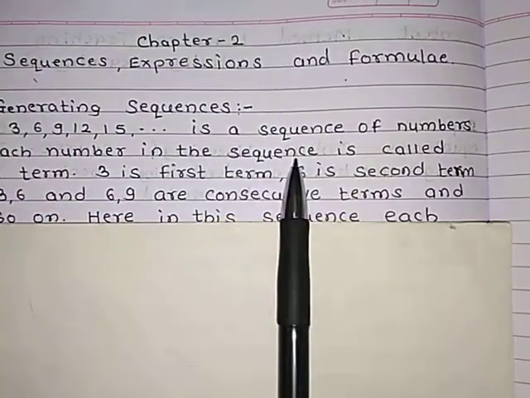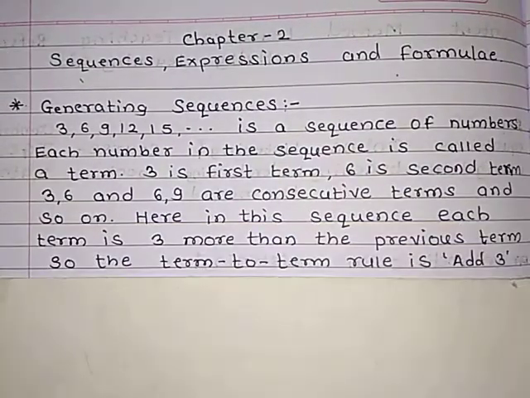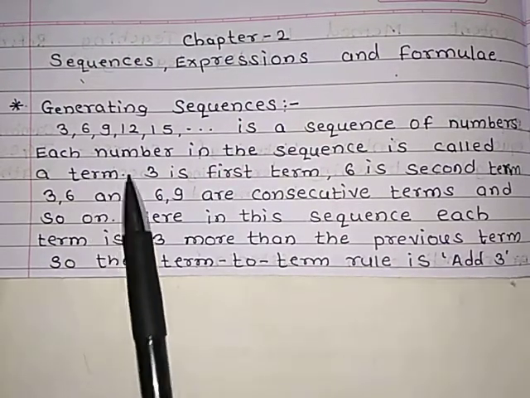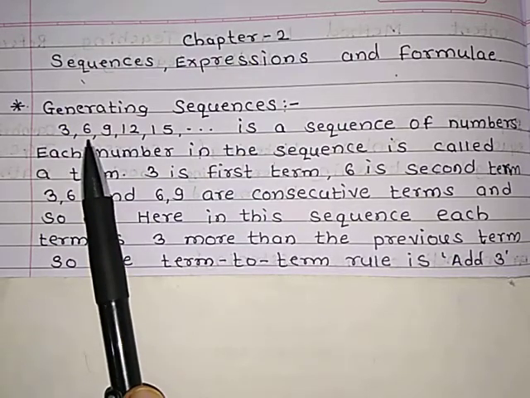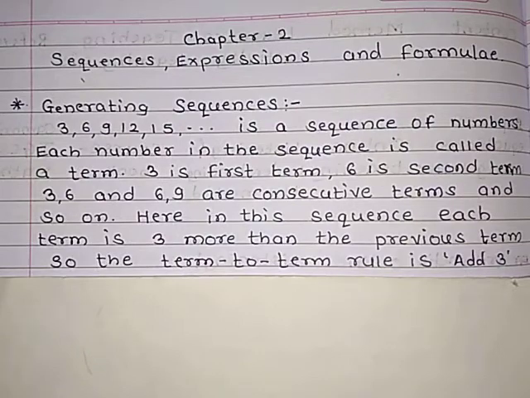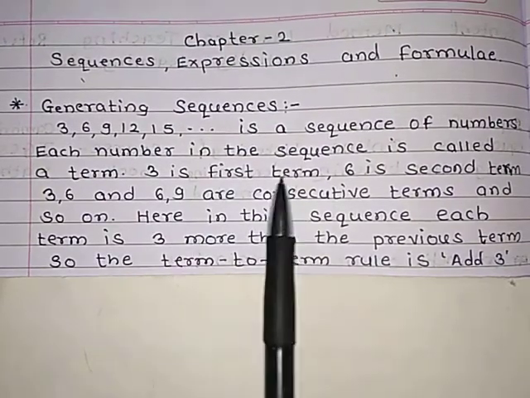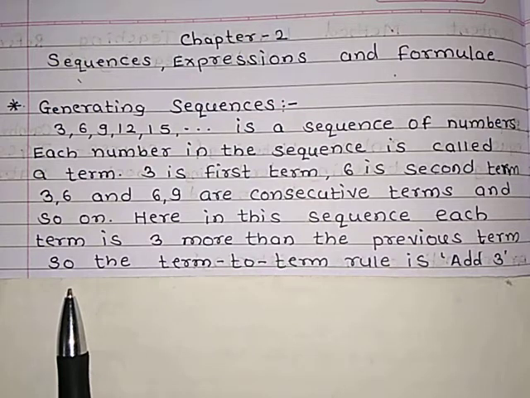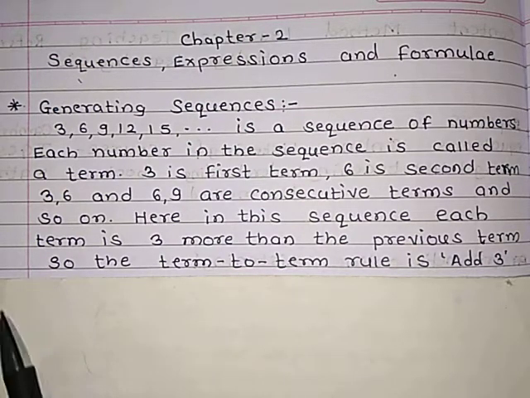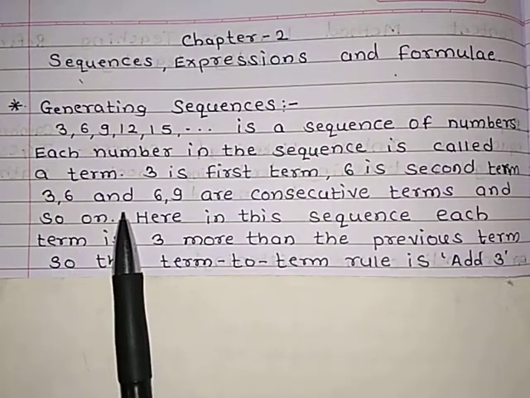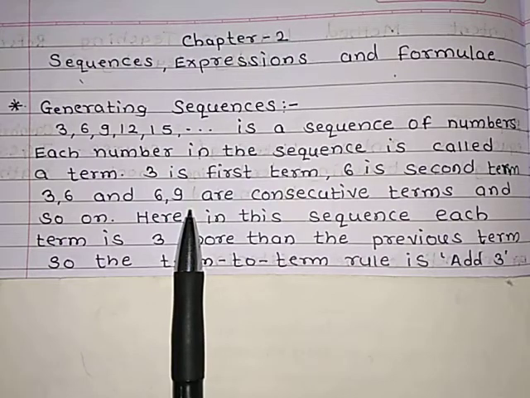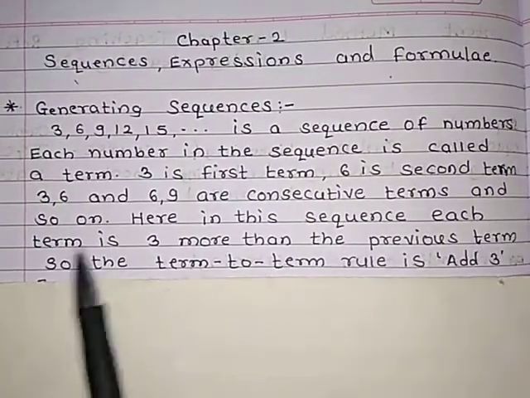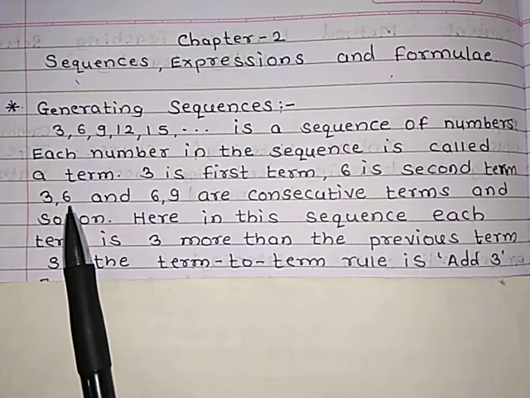Each number in the sequence is called a term, meaning 3, 6, 9, 12 and 15 are terms of the given sequence. 3 is the first term, 6 is the second term, 9 is the third term, 12 is the fourth term and 15 is the fifth term and so on. 3, 6 and 6, 9, 9, 12, 12, 15 are consecutive terms.